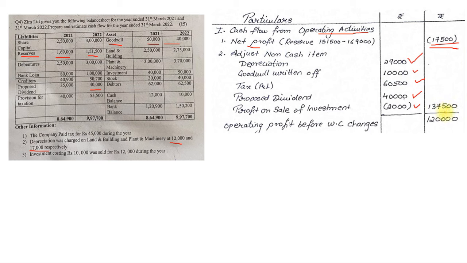The total came to 1,37,500. We subtracted from net profit. So net profit 17,500 negative and 137,500 will give you 1,20,000. That is operating profit before working capital changes.